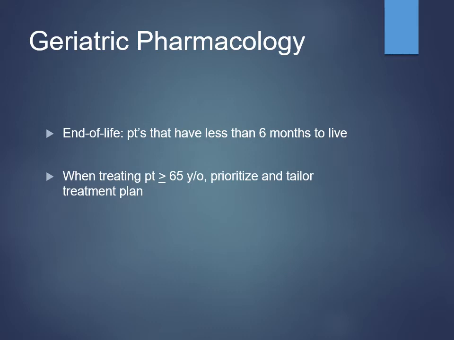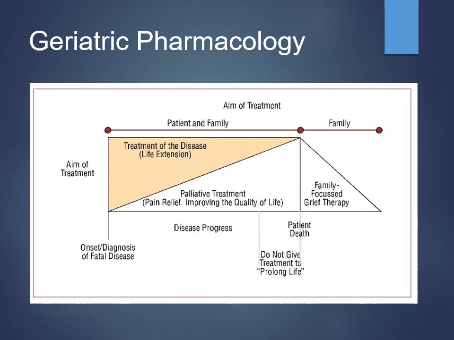So some of the things you may have to reprioritize for them as they get older and closer to their end of life. Earlier on, we're doing more treatment of disease, more life extension, but at a point, the bigger priority becomes palliative care, and then afterwards, focusing on the family, making sure they're well taken care of from a social and psychological standpoint.